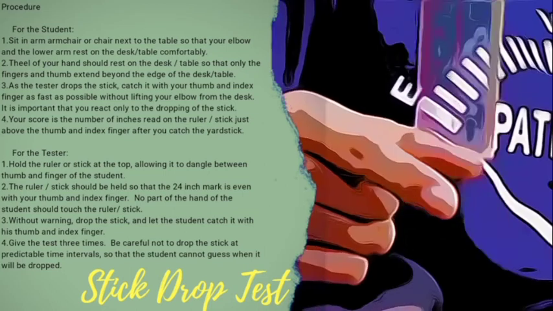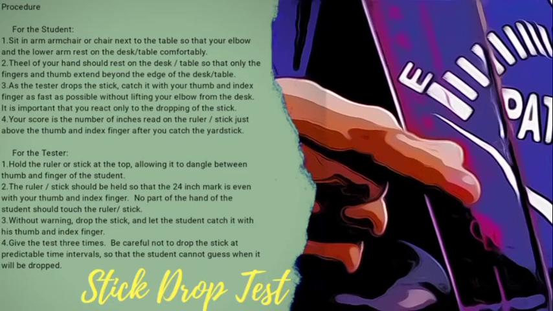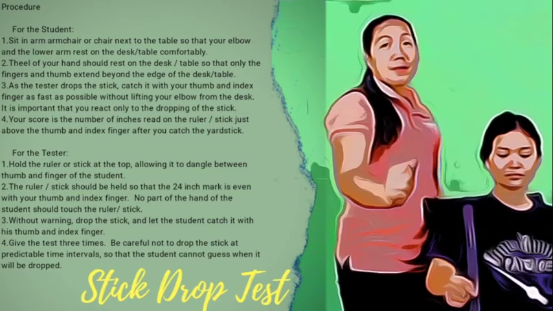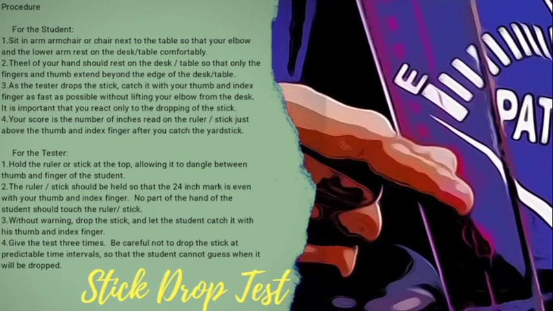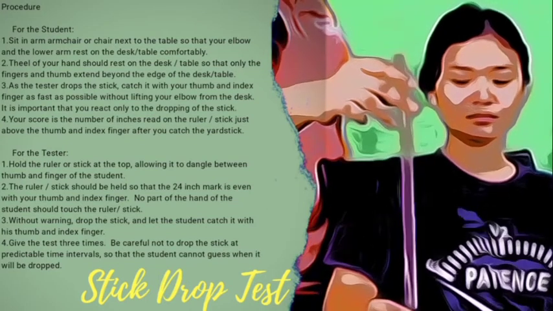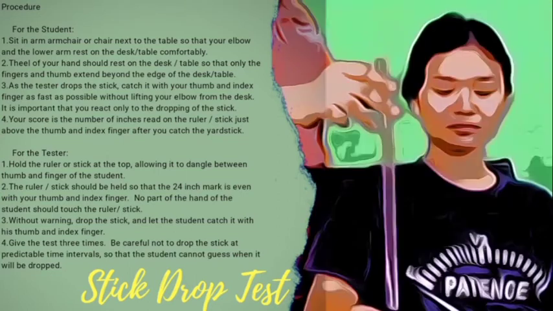Catch the ruler with the thumb and index finger without lifting the elbow from the desk or table as the partner drops the stick. Hold the stick while the partner reads the measurement. Do this thrice. Note: 0 should be at the top of the index finger and thumb of the performer.